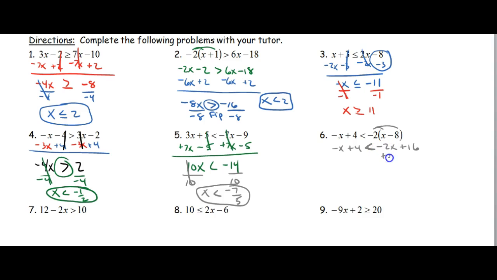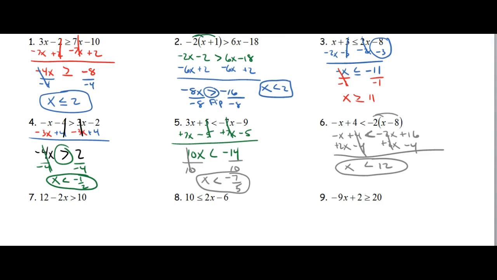Now, to move the variables to the left, I add 2x to both sides. To move the constants to the right, I subtract 4. Negative x plus 2x is x, which is less than 16 minus 4, which is 12. And I am done. Now, number 7.